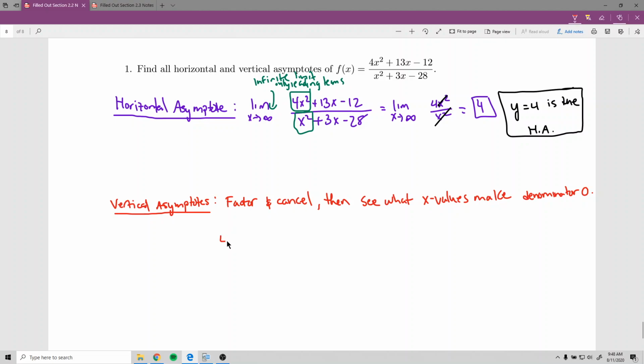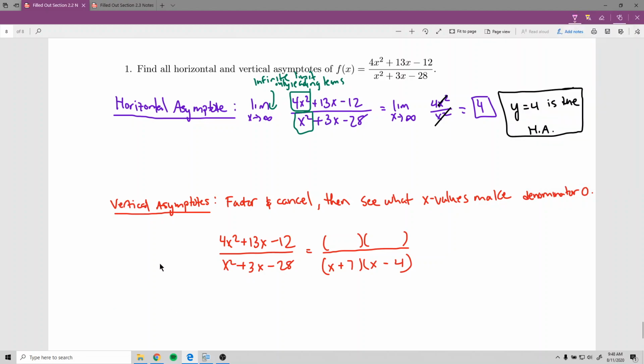Right, so we want to start by factoring our rational function. And you will be able to factor these if they're quadratic like this. I know it's not always the preferred thing to factor when the leading coefficient's not 1, like the 4 right here. We can do the bottom first. Two numbers that multiply to negative 28 and add to 3 are 7 and negative 4. So the bottom factors to that.